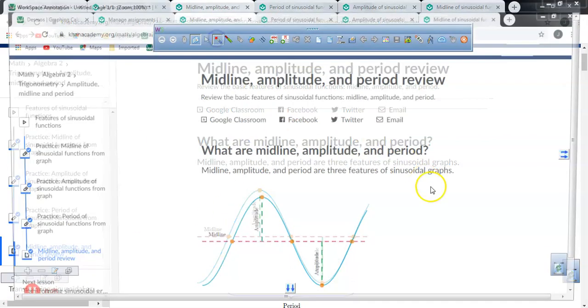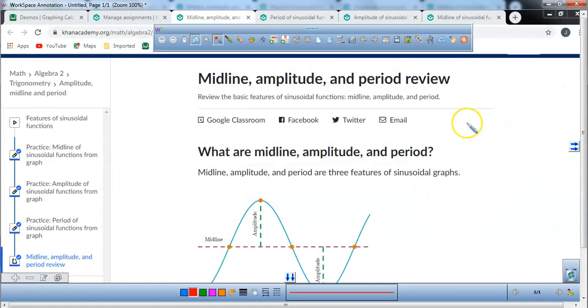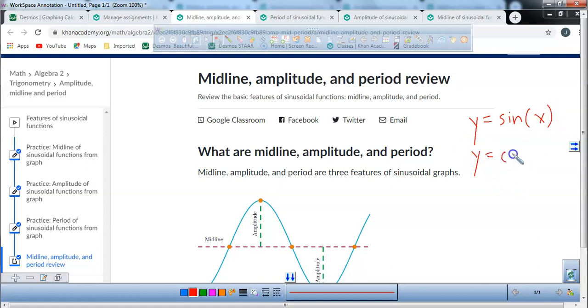What I'd like you to do in your journal, I would like you to write, and you could do function notation if you want. I'm just going to put y equals sine of x, and y equals the cosine of x. That's what we're going to be talking about right now. Now, in each of these, you have a midline, an amplitude, and the period. So they're going to be the same in each of them, but they look a little bit different.